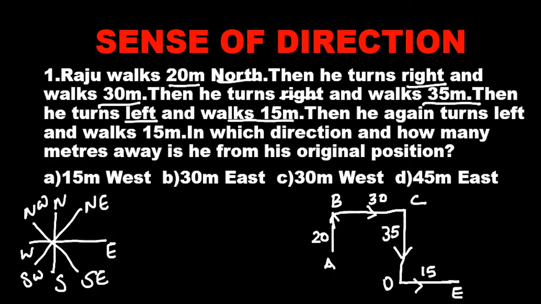Then he again turns left from E and walks 15 meter up to F. The question is: in which direction and how many meters away is he from his original position? You have to find out the distance between the initial point and final point, and the direction.